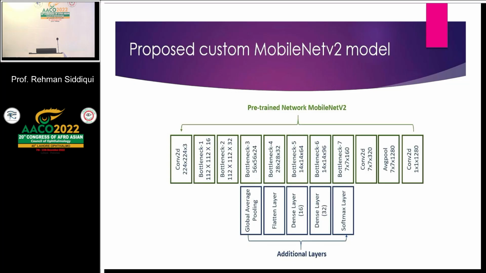The customized model has 2 components: the pre-trained network MobileNet V2, and along with that, we added a few additional layers. These additional layers are global average pooling, a flattened layer, two dense layers, and a softmax layer. So this model is again trained on the IDRiD dataset with different hyperparameter configurations. We evaluated the model performance in the next step.